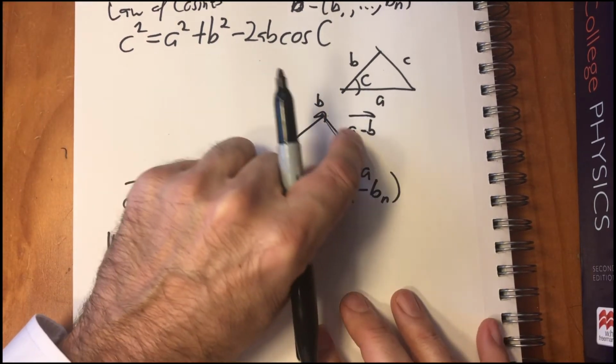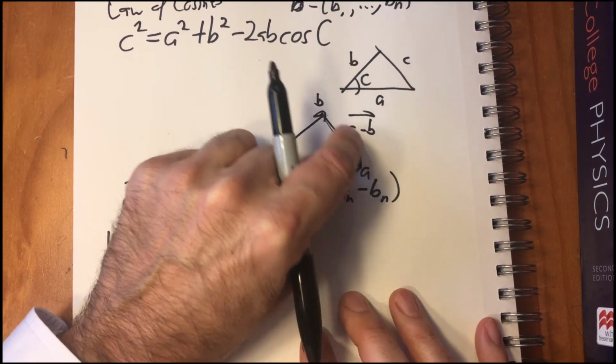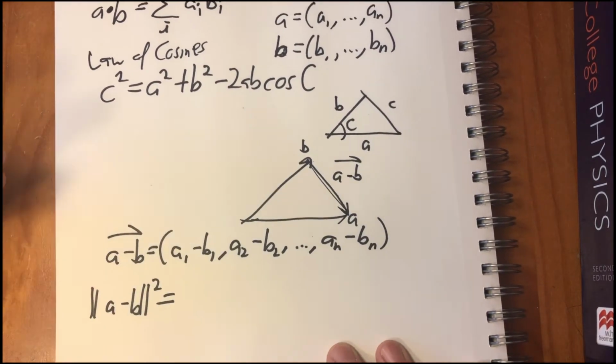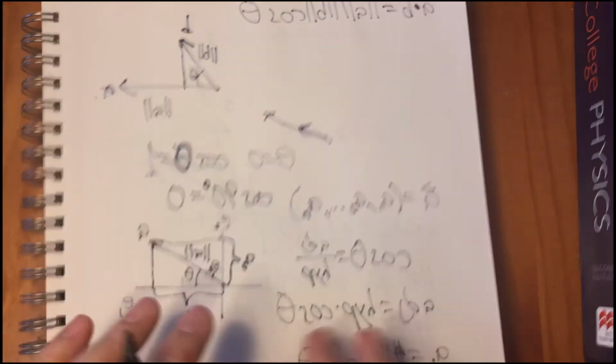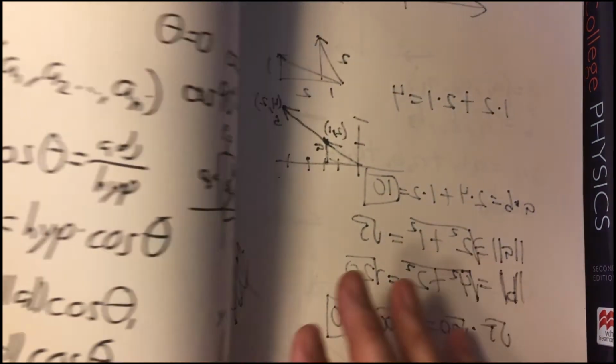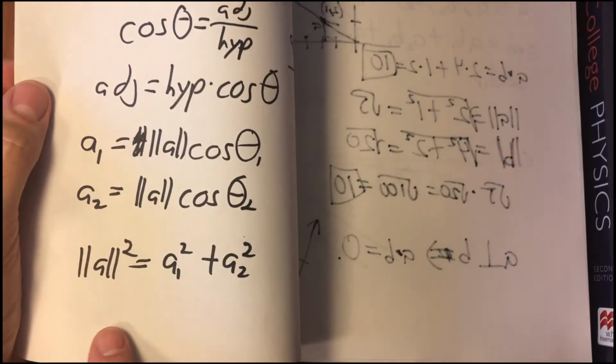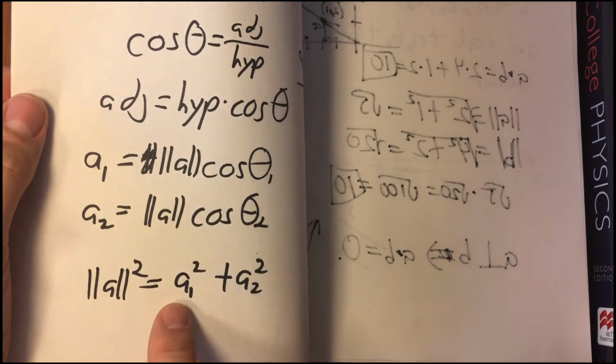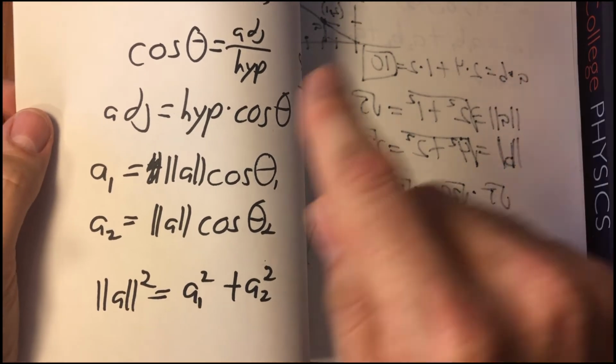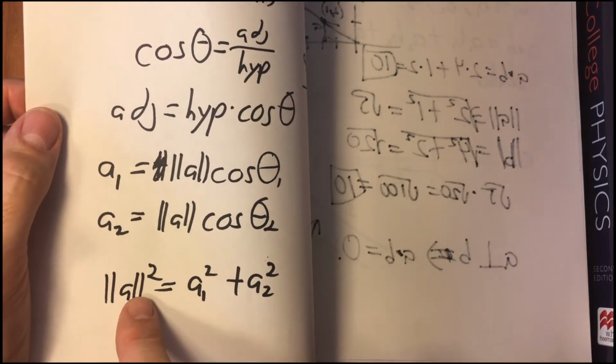First, we know we can figure out the length of this one using the distance formula, which was this here. You just square each component, add them together, and take the square root of the whole thing. That's how you get the distance.